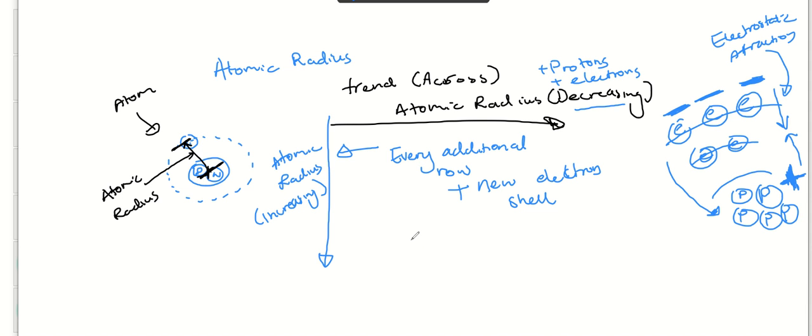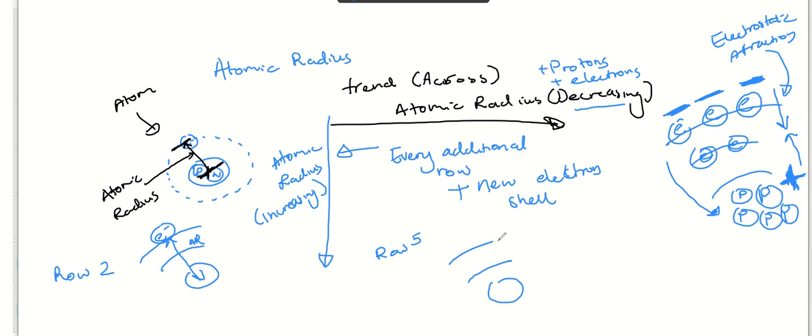Okay, so imagine I am in row number 2. I have my nucleus, I have 2 electron shells. So that's my atomic radius there. If I am in row number 5, that would mean that I have 5 electron shells to count for.